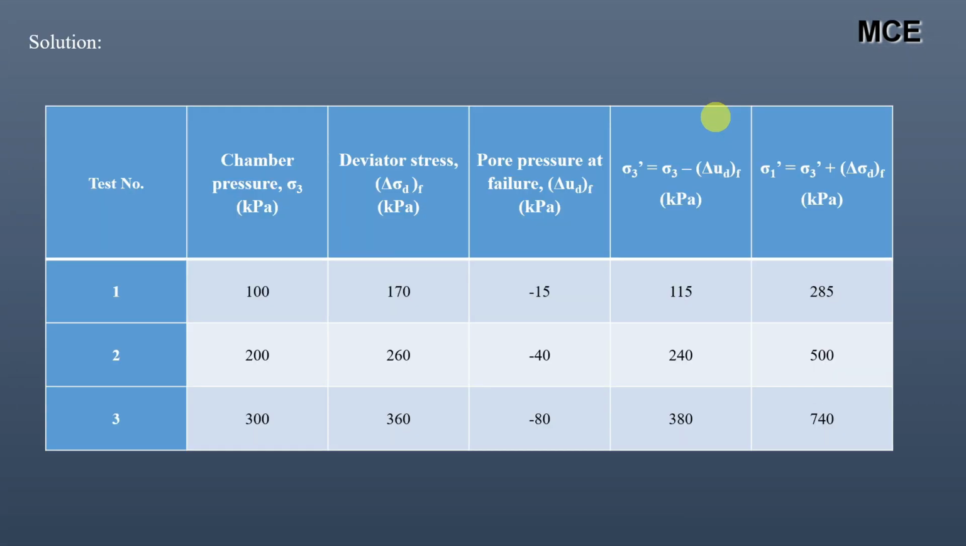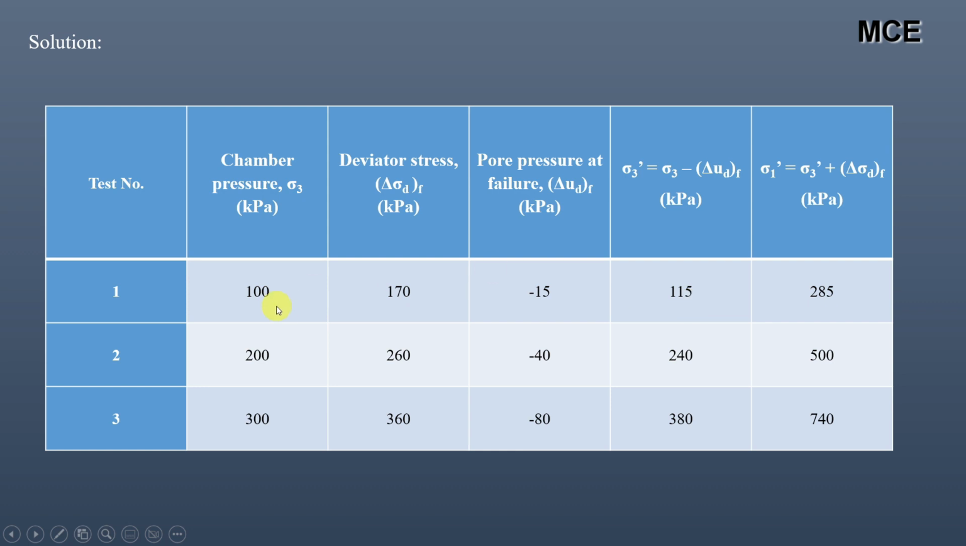First we will draw the table for the test results, in which the chamber pressure, deviator stress and pore pressure are already given in the question. We have to find the major and minor effective principal stress. For test first, effective minor principal stress, that is sigma 3 prime, is given as chamber pressure, which is sigma 3, minus the pore pressure at failure. So for test first, it will be 100 plus 15, which is 115 kilopascal.